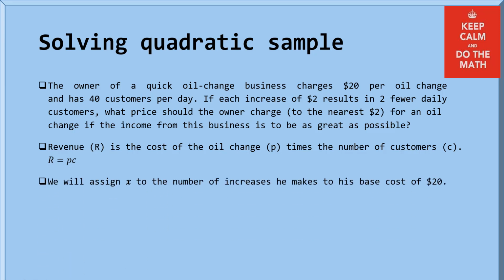So we will assign X to the number of increases he makes to his base cost of $20. So the general cost is his base $20 plus $2 times each increase that he makes to his cost. The number of customers. Well, he starts out with 40 and he loses 2 customers for every increase he makes in the base cost. And that is what X stands for.